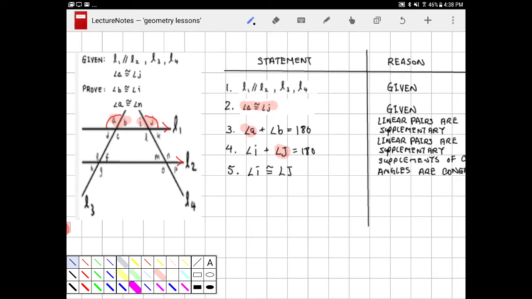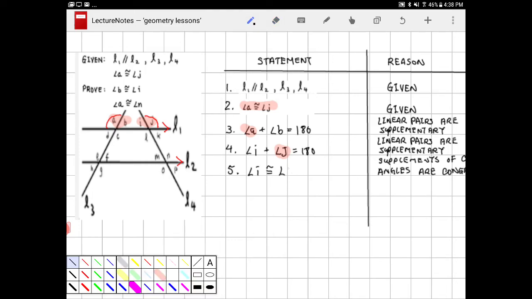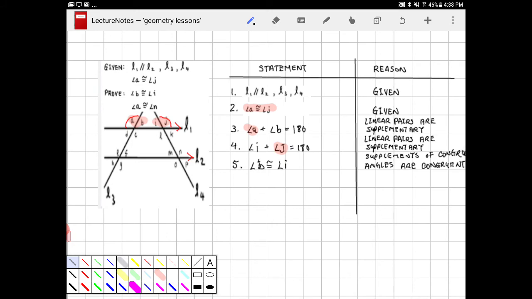Now, my next objective, I'm sorry, I wrote the wrong thing. It's angle B and angle I. That's what happens when you're talking to yourself. Angle B is congruent to angle I, okay? Because supplements of congruent angles are congruent.